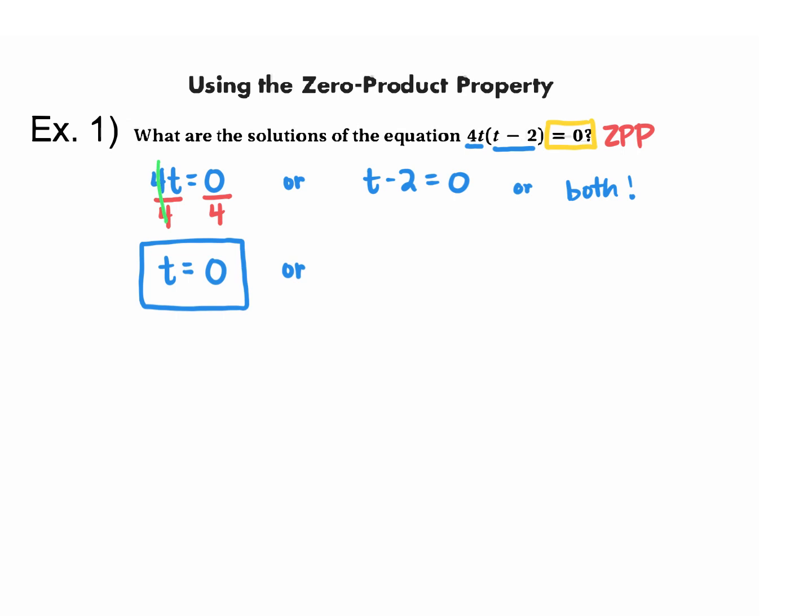Or the second answer would be, I want to add 2 to make the negative 2 go away, and I do that on both sides. So the minus 2 and the plus 2 cancel each other out, so t is by itself, and now t is equal to 0 plus 2, so t equals 2. That could also be a solution. Or both could be the solutions. So I have 1 or 2 or both of them. So t equals 0 or t equals 2 or both.